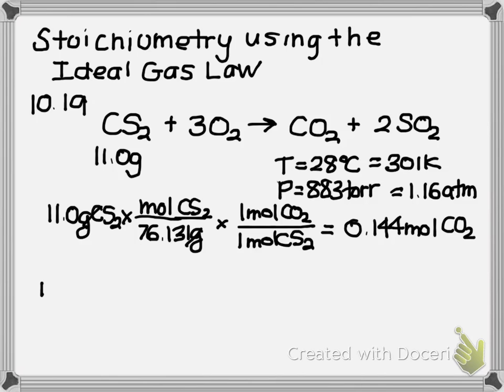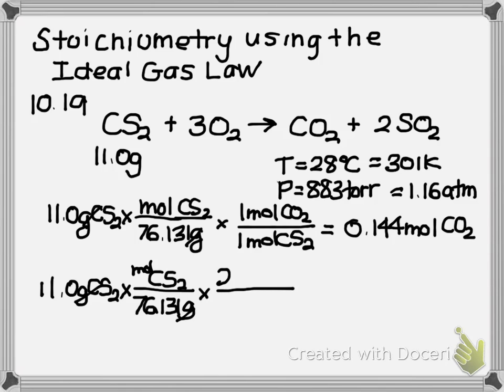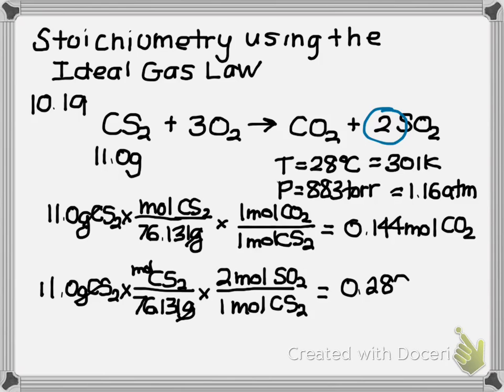And then I could do the same thing, and I guess I could have gotten an intermediate answer and that would save me a step here. But I convert the grams of CS2 to moles of CS2, and then to find the SO2, if you're looking at the chemical equation, the coefficient for the S here is 2. So I have a ratio of 2 to 1. And so then I get 0.289 moles of SO2.